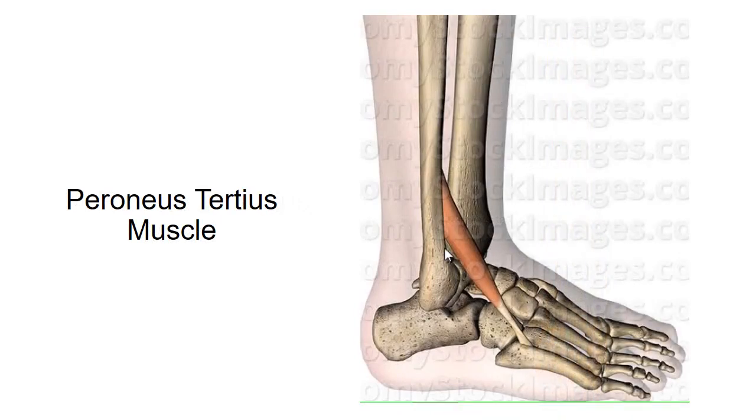Here is another image showing origin and insertion of fibularis tertius muscle. This is lower 1/4 of the medial surface of fibula. This is fifth metatarsal bone. You can see here the tendon of fibularis tertius is inserted into medial part of base of fifth metatarsal bone.